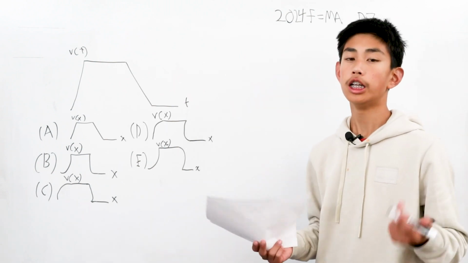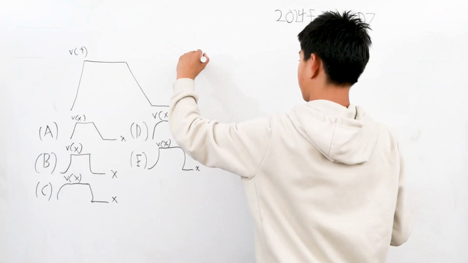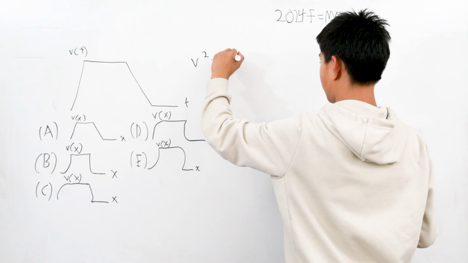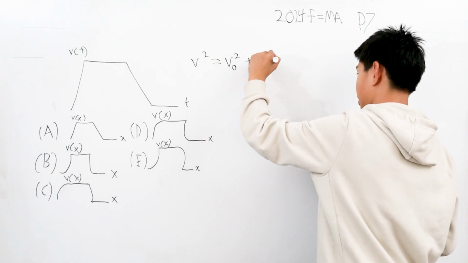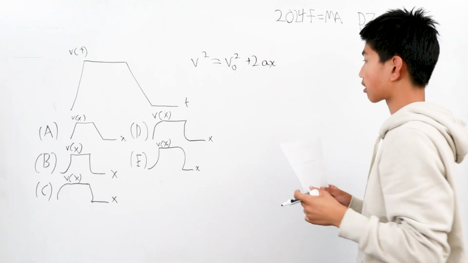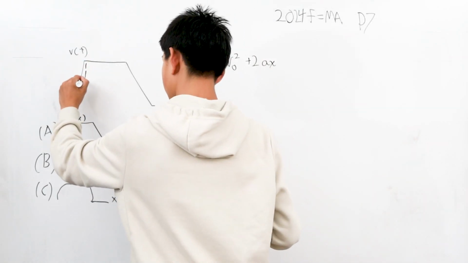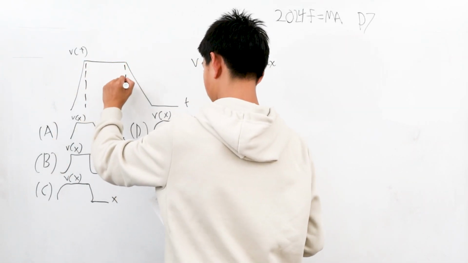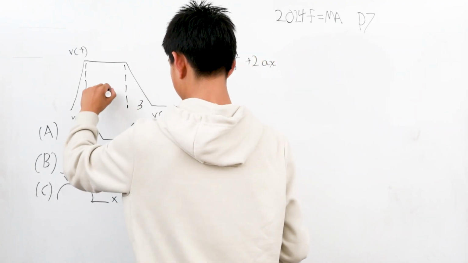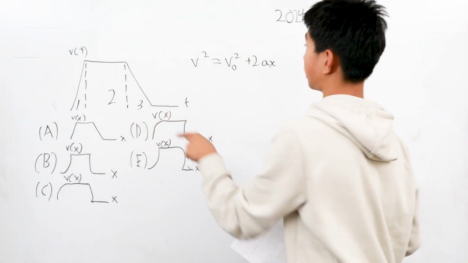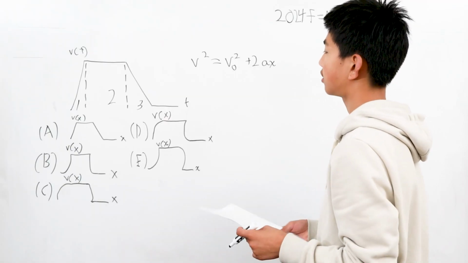Now, for this problem, we can use one of our kinematic equations where it says that our velocity squared is equal to our initial velocity squared plus 2 times the acceleration times x. Now, we can actually split this graph into 3 parts. This is 3, 2, and 1. And obviously right here, it just stops moving because our velocity is 0.